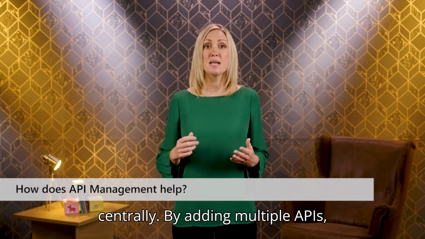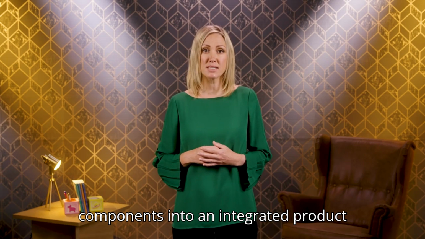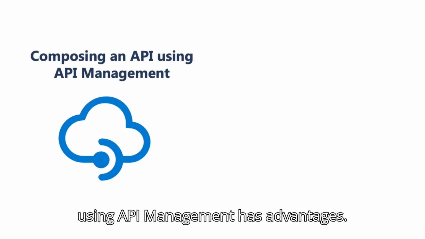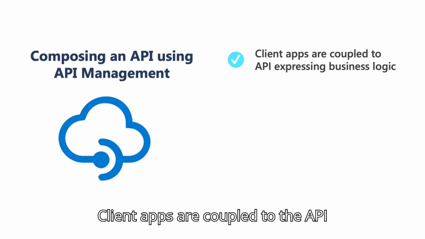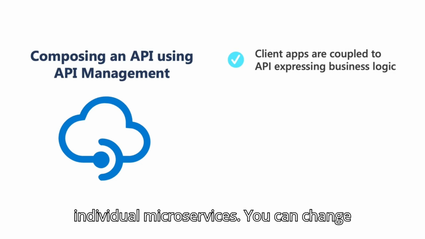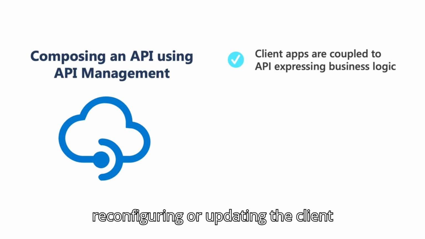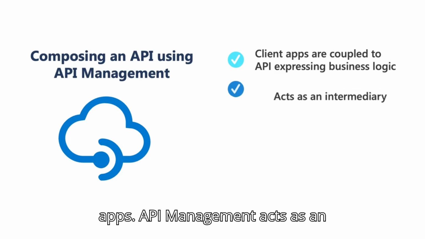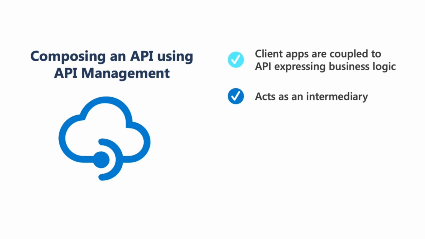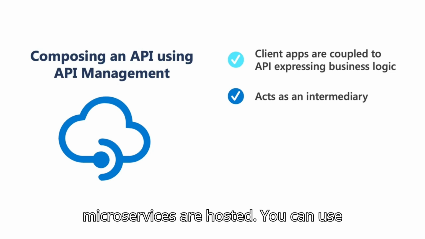By adding multiple APIs, functions, and other services to API management, you can assemble those components into an integrated product that presents a single entry point to client applications. Composing an API using API management has advantages. Client apps are coupled to the API expressing business logic, not the underlying technical implementation with individual microservices. You can change the location and definition of the services without necessarily reconfiguring or updating the client apps. API management acts as an intermediary. It forwards requests to the right microservice, wherever it is located, and returns responses to users. Users never see the different URIs where microservices are hosted.